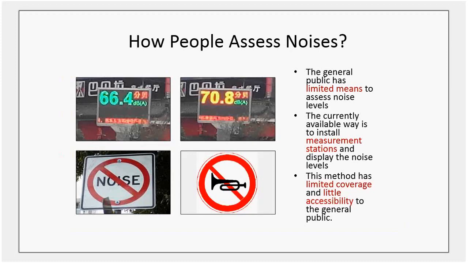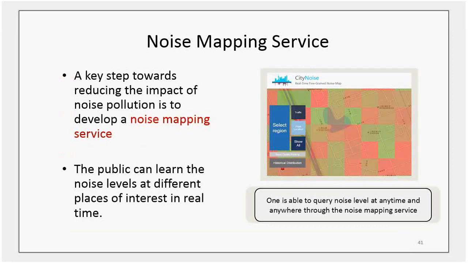So a key step toward reducing the impact of noise pollution is to develop a noise mapping service. The picture on the right gives one example. So what is the noise mapping service? Essentially, we add one overlay on the map. This overlay gives the information of the noise level at a given location, at present or at a time in the past. By using this noise mapping service, one is able to query the noise level at a time and at any location this user may be interested in.